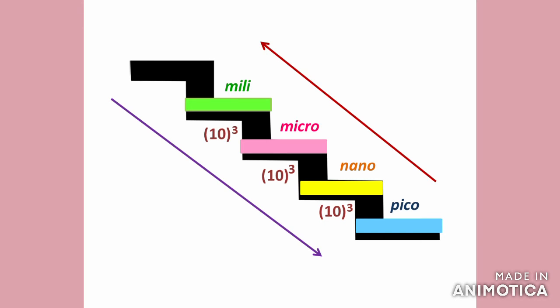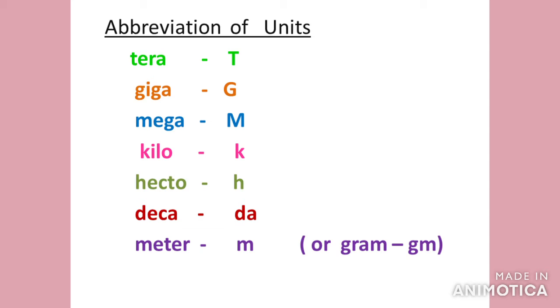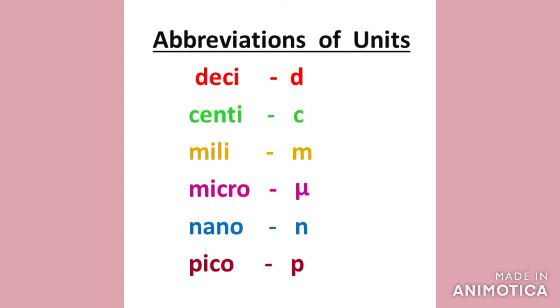All these units are indicated by abbreviations: tera is capital T, giga is capital G, mega is capital M, kilo is K, hecto is H, deca is DA, meter is M, or for gram, GM. Deci is D, centi is C, milli is M, micro is mu, nano is N, and pico is P.